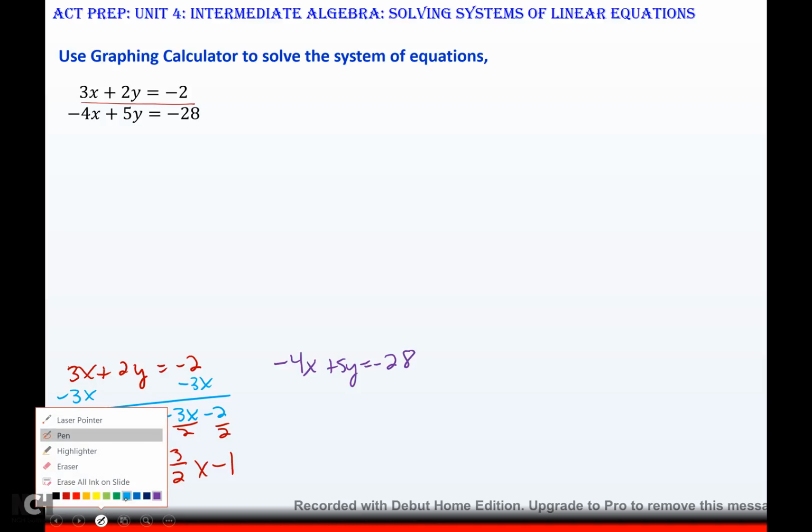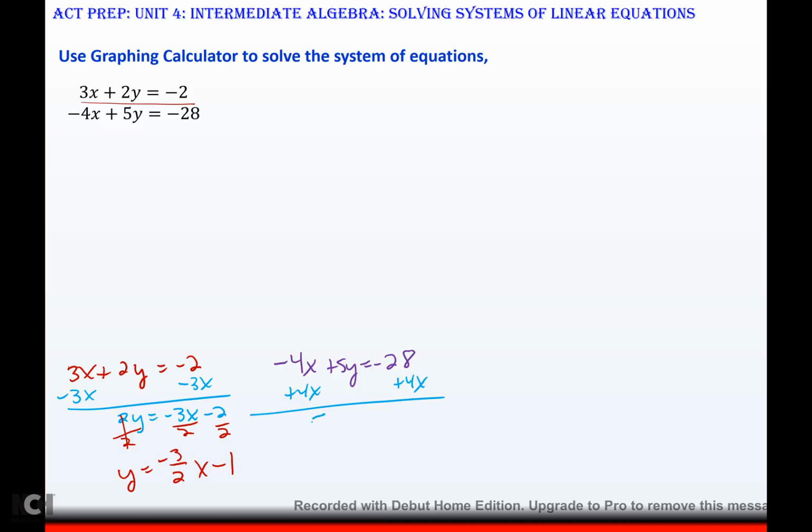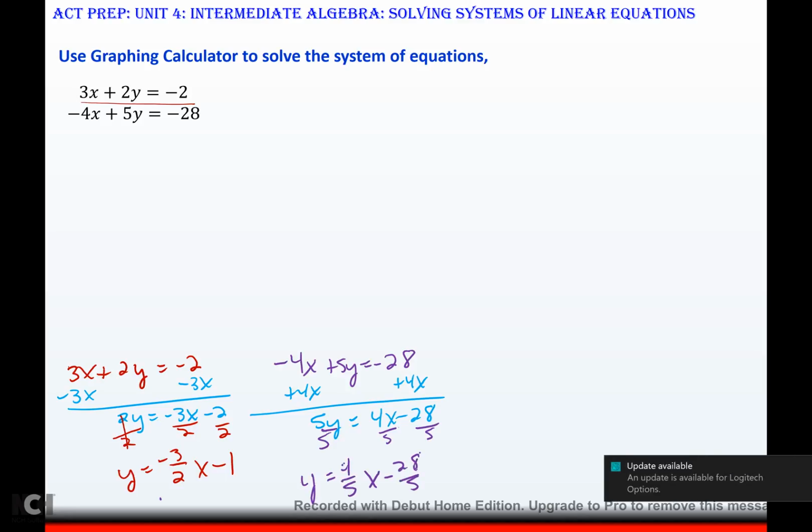To get y alone, I'm going to add 4x. That gives me 5y equals 4x minus 28. Divide by 5, divide by 5, divide by 5. I get y equals 4/5 x minus 28/5.